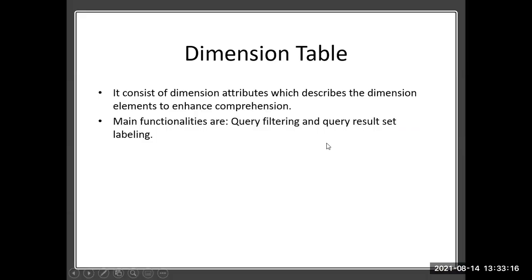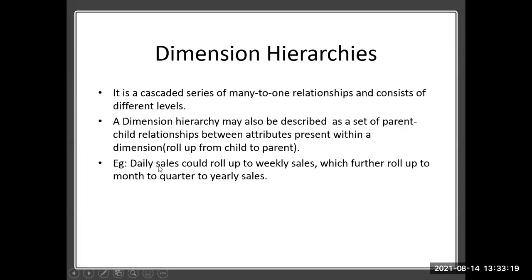Coming to the next point. For example, for dimension hierarchies, daily sales could roll up to weekly sales. Today's sales, how many products I have sold today, can be worked out as the weekly total, which will further roll up to the month, to quarter, to yearly sales. So from the lowest point to the highest point, daily sales roll up to weekly, weekly rolls up to month, quarter, and yearly sales, going from child to parent.